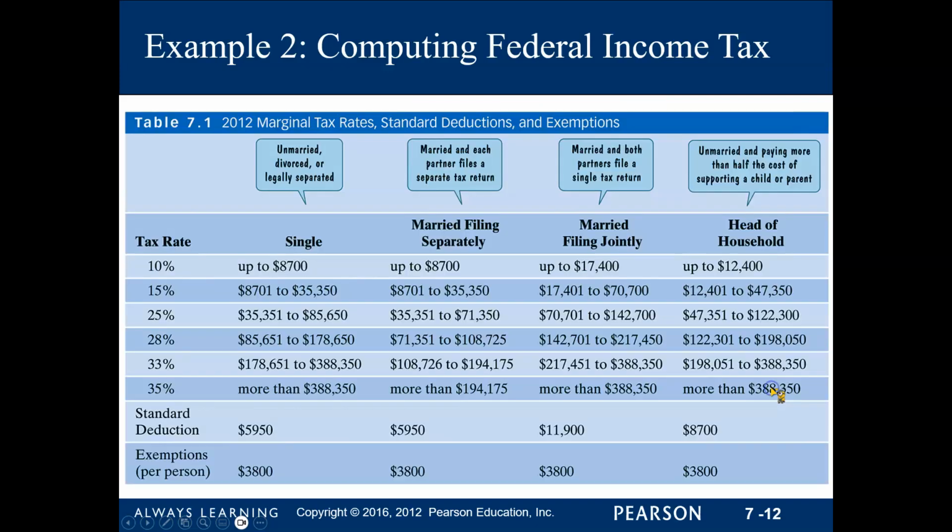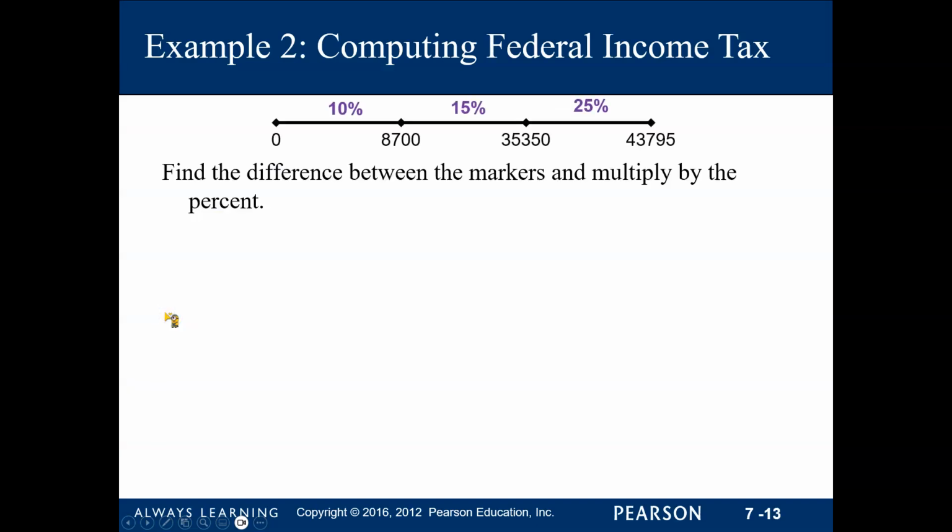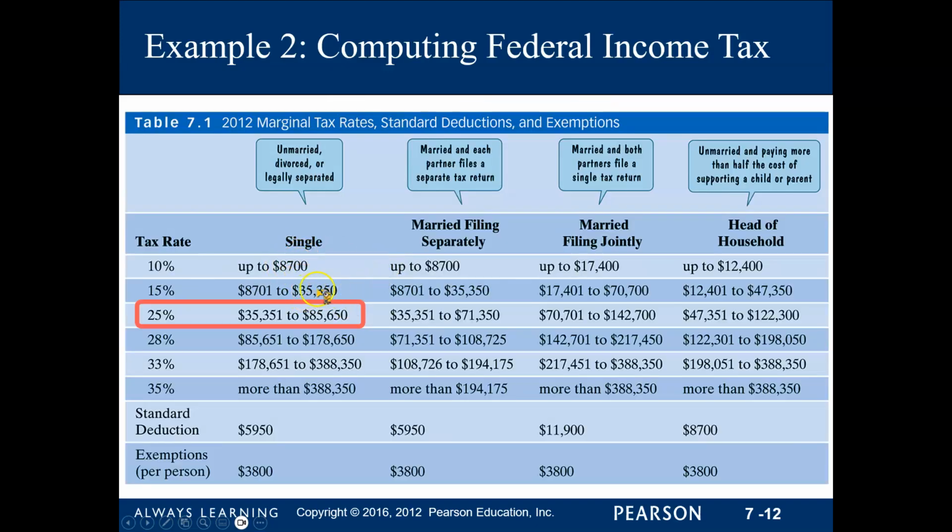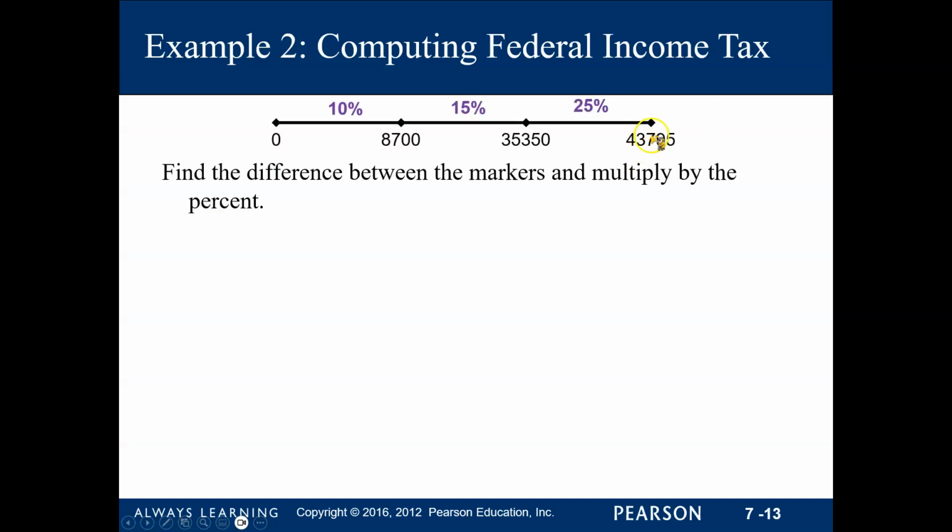All right, so let's use the first example that we have, the man with a taxable income of 43,795. It's our first example earlier. So 43,795 is in this group here, so we are looking at the 25% tax rate. Again, we got to make the number line. So we use 8,700 and 35,350. These are the numbers that we will use in the markers. You got to remember that the taxable income is always the last marker in there.